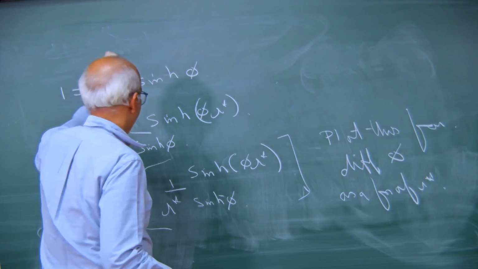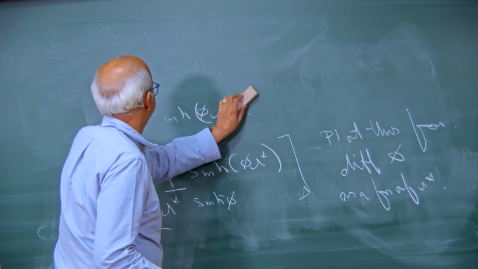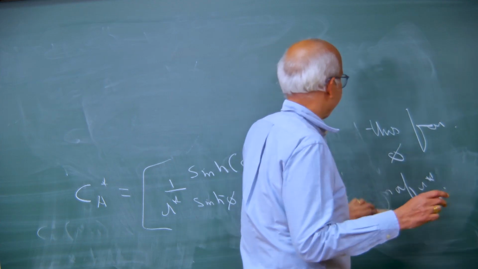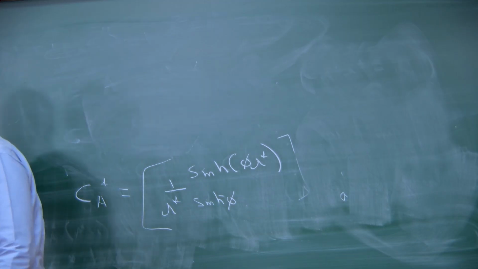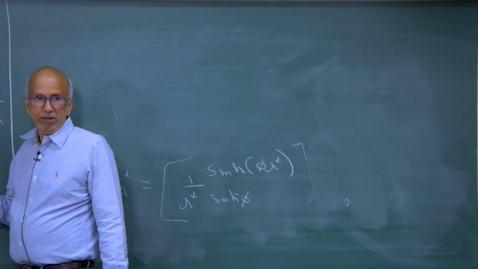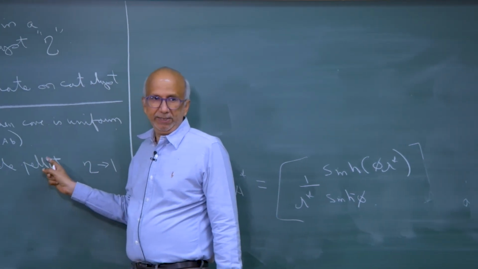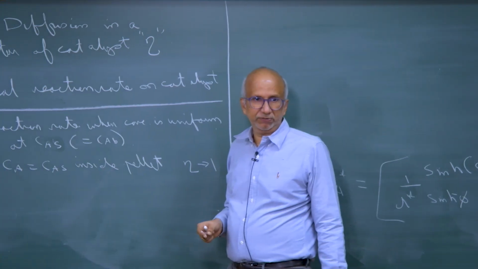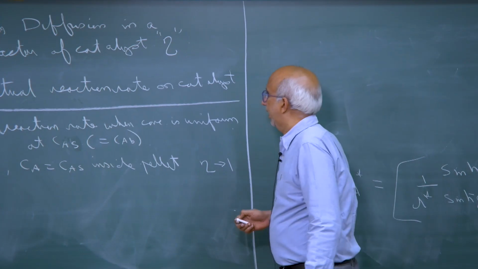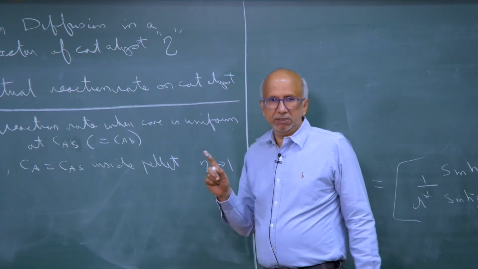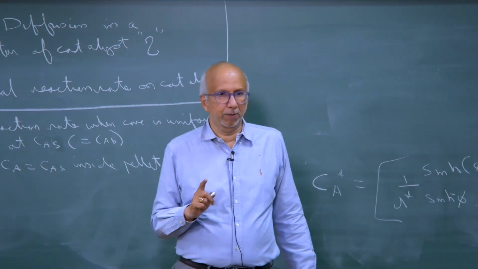Now, one way to do it is, last time what did we do? We found K C A, integrated it. We found K C A S, integrated it, and then we found the effectiveness factor. But this time I am going to use a slightly different approach. The idea is our pellet is at steady state.